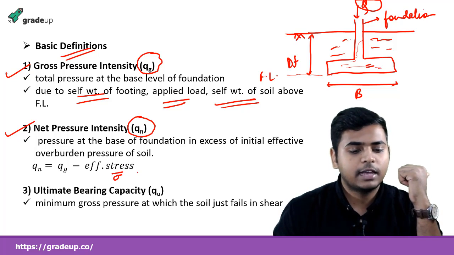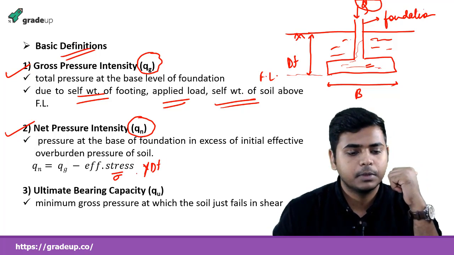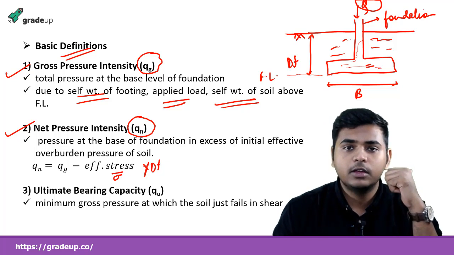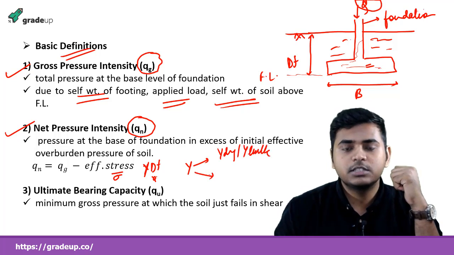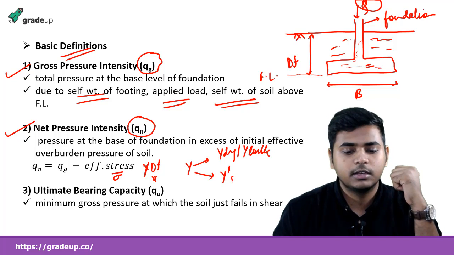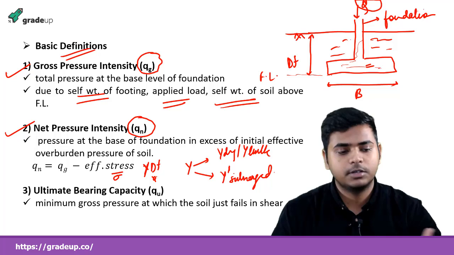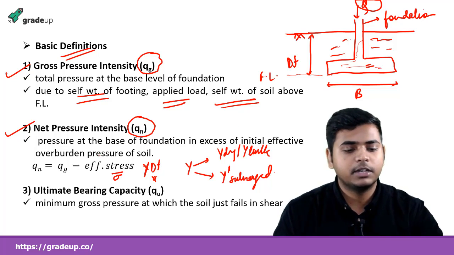which is actually gamma Df. Gamma is the unit weight of soil and Df is the depth of foundation up to foundation level. Now this gamma may be gamma dry or bulk if the soil is dry, and if it is in a submerged state, then you have to take gamma submerged. It just depends on the conditions given in the question. So net pressure intensity is gross intensity minus effective stress.